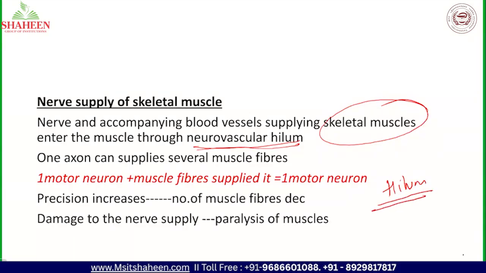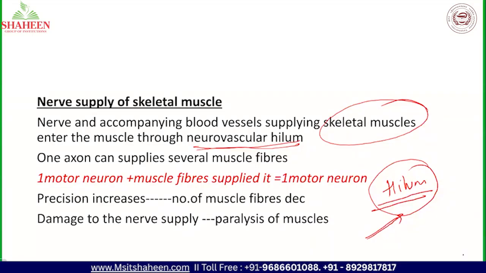Not sure if I told this in the last class. The hilum is a place where, in any organ, say in the case of kidney or spleen, the blood vessels or the nerve enter into that particular organ. So the neurovascular hilum of a skeletal muscle is where the nerve and the accompanying blood vessels supplying the muscle enter.